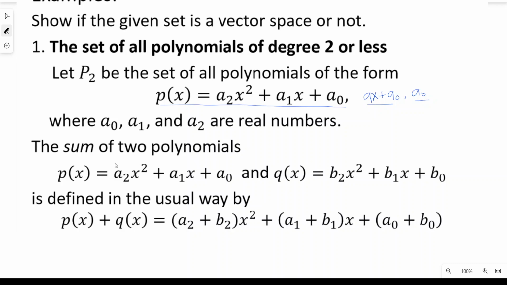If we are going to find the sum of two polynomials, say p and q, with this corresponding representation, then the sum would just be, we are just combining the numerical coefficients of like terms.